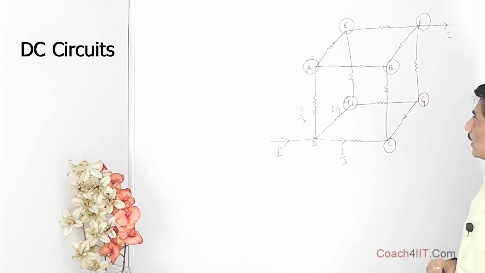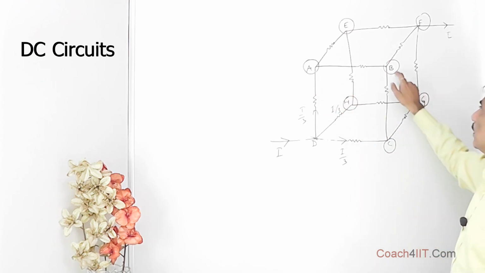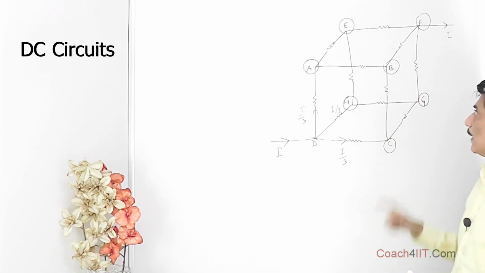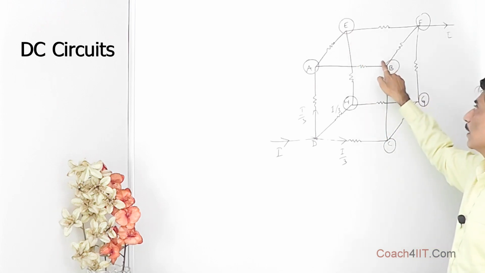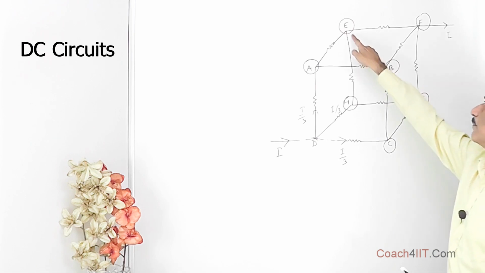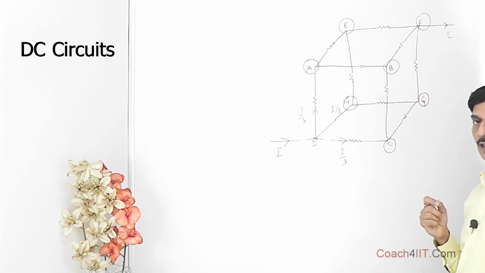So now what we see is that these 3 points are at the same potential, and this G, B and E are at the same potential. It means even if we connect them by a conducting wire of zero resistance, there will not be any flow of current, because for the flow of electric current, there has to be an electric potential difference.